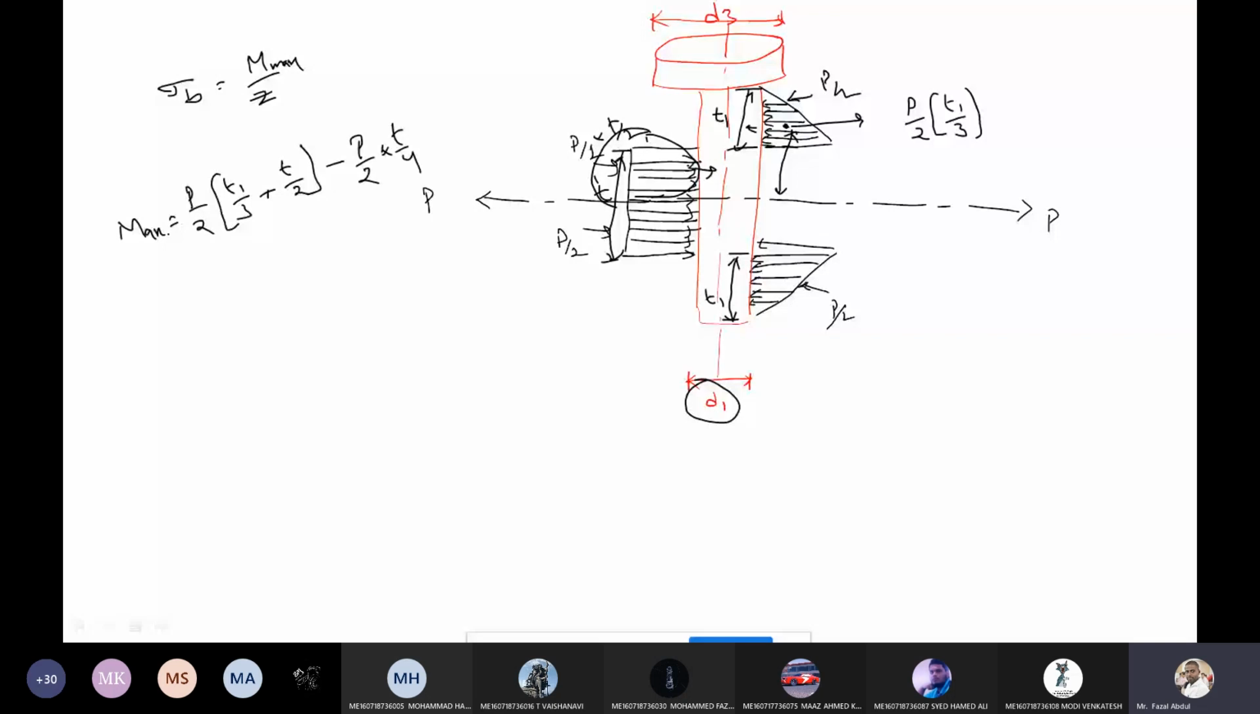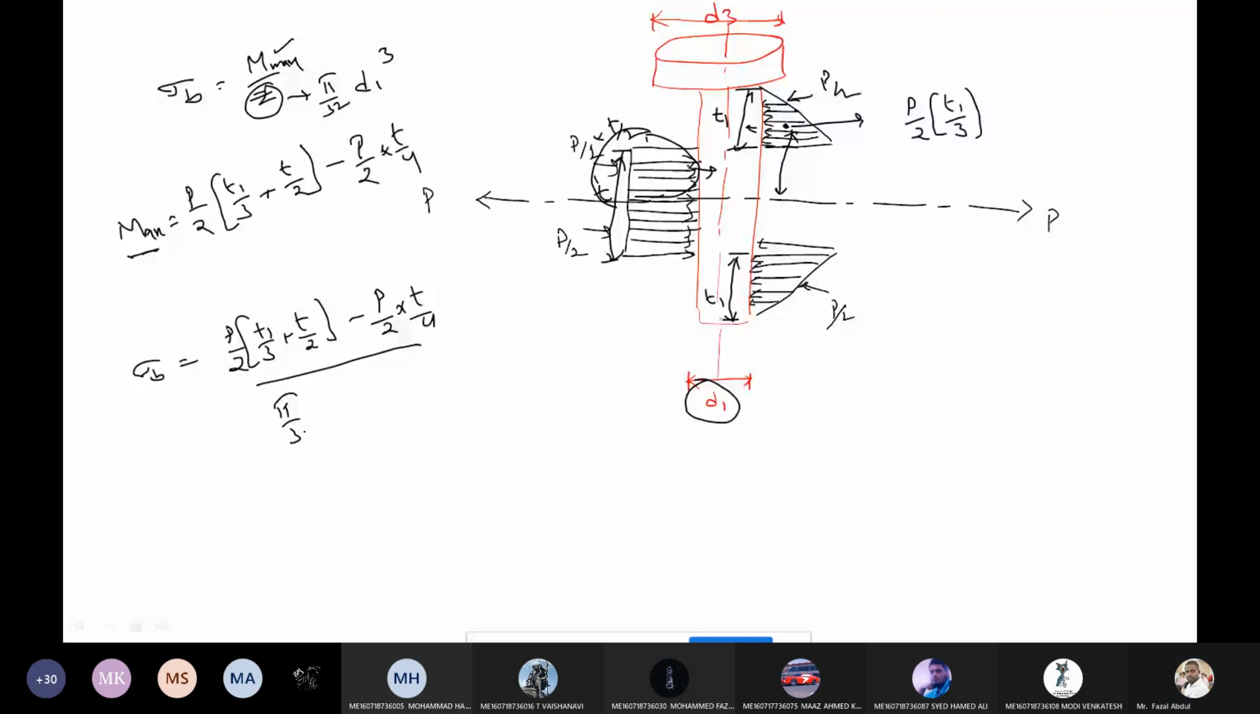Substitute this value here, with section modulus pi by 32 into d cubed. Now if you substitute, bending stress sigma b equals P by 2 into (T1 by 3 plus T by 2) minus P by 2 into T by 4, divided by pi by 32 into D1 cubed. With this equation we are going to calculate D1.